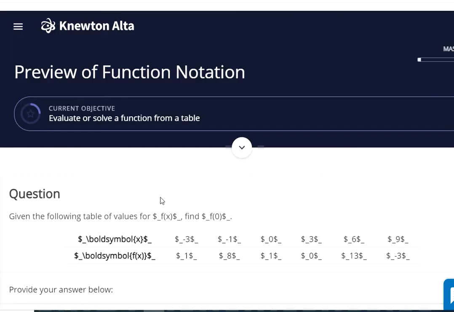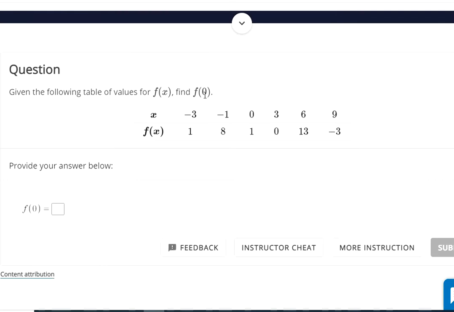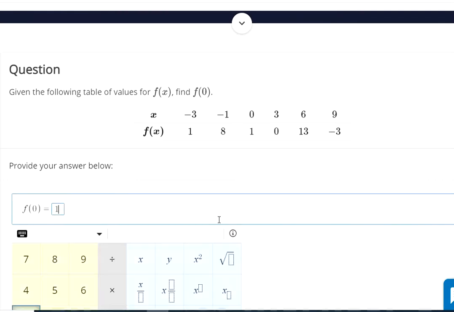Let's see what other questions there are here. We just did something like that. So this means plug in 0 for x, and you get out 1 for y.